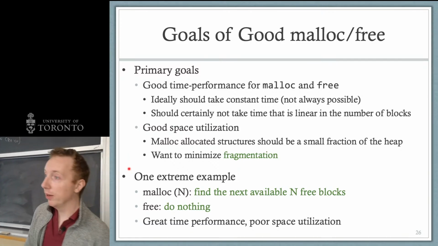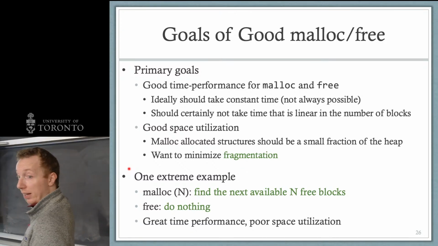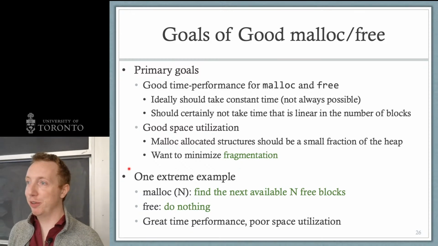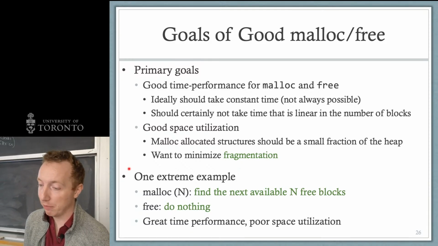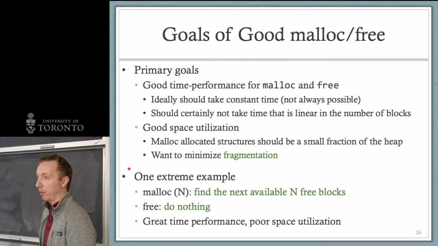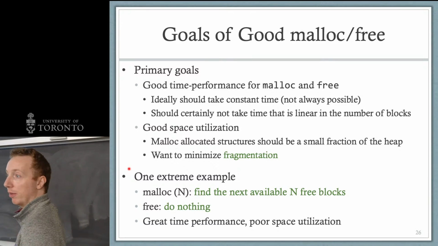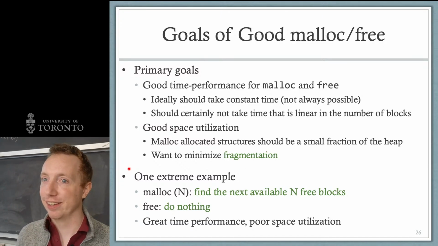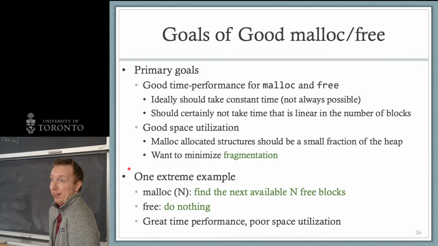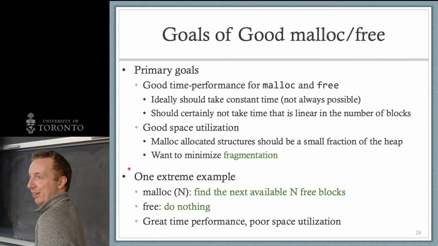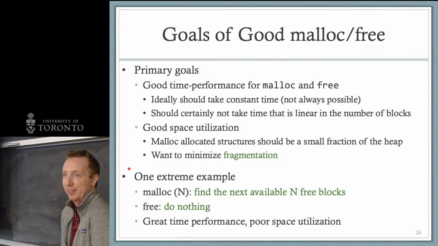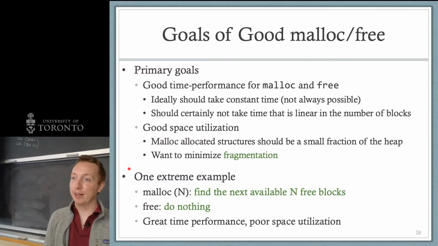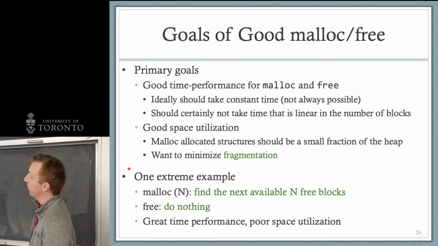So one extreme example of an allocator that is very, very quick is malloc could just find the next available free block and return that memory, and then whenever someone does free, you go, sure, and you don't do anything. Is that valid? Does that satisfy all the constraints? Yeah, sure. Great time performance, really poor space utilization because nothing will be reused ever.